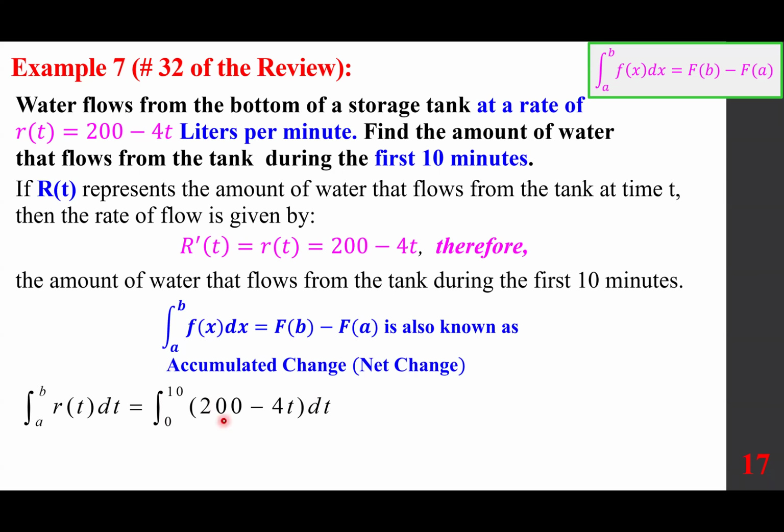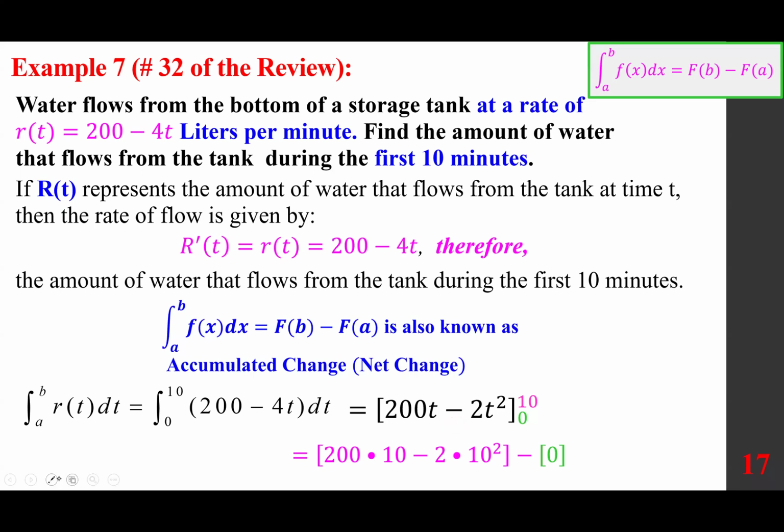So this is known as accumulated change or net change. So 200t minus 2t squared from 0 to 10. That's for the first 10 minutes, everybody. So you plug in 10, you get 200 times 10 minus 2 times 10 squared. When you plug in 0, you get 0.